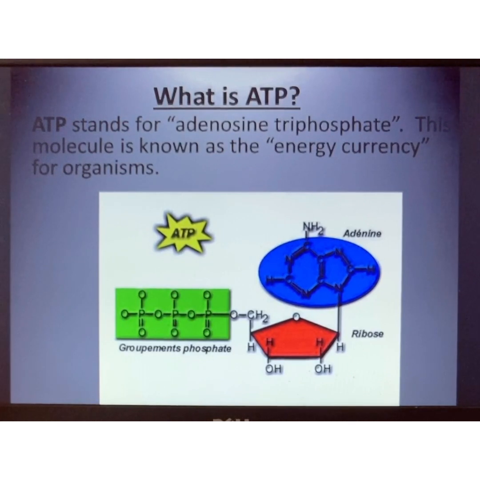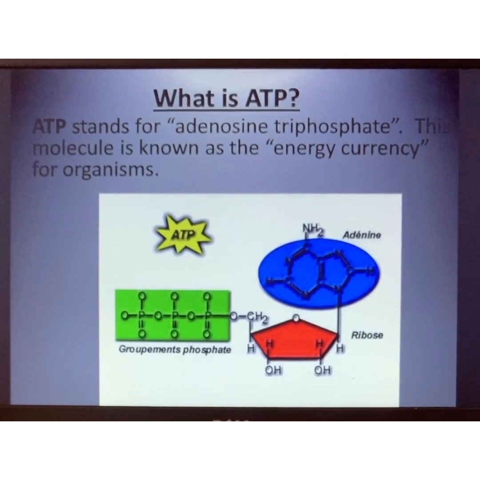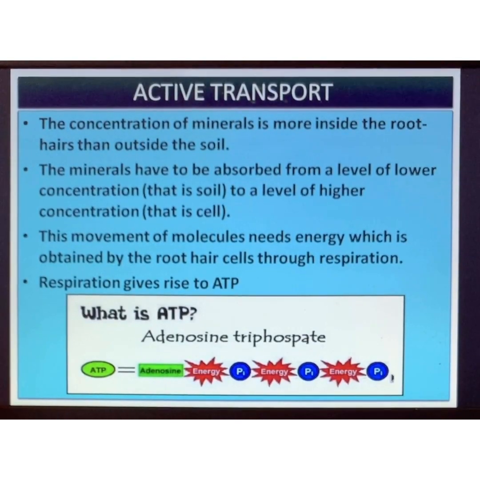Again, one more picture depiction here, the chemical formula and the structure provided here. You have your adenosine triphosphate. Okay, this is commonly called the energy currency for organisms. So the concentration of minerals will not matter to the plants when it comes to absorbing the minerals.